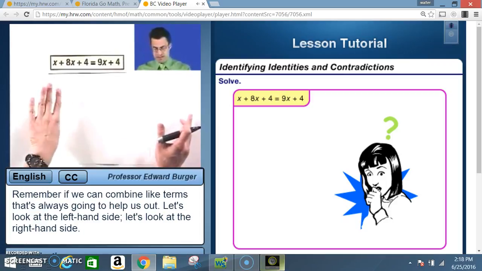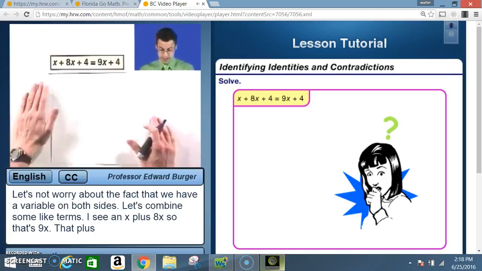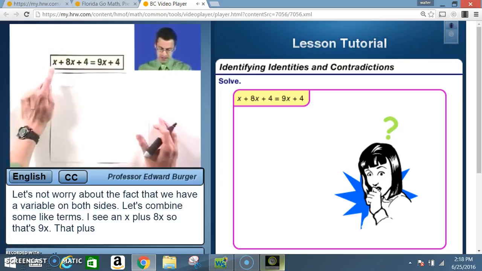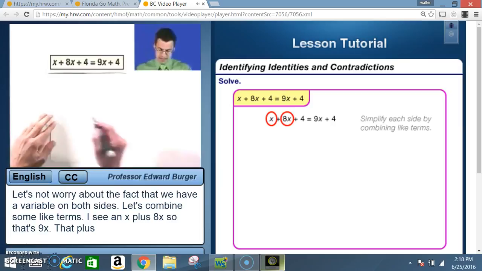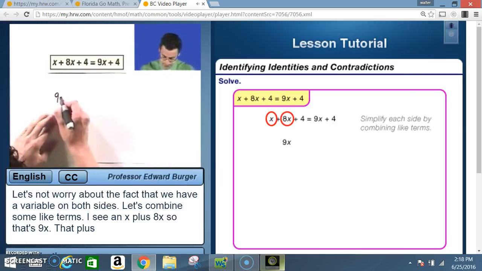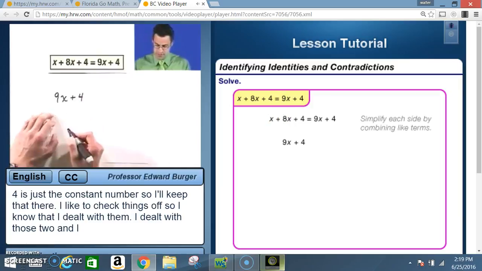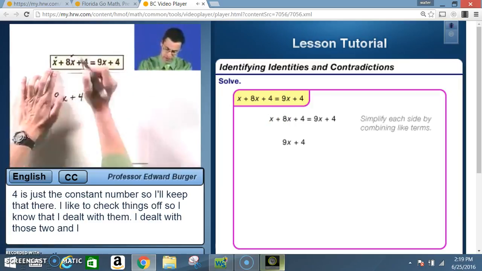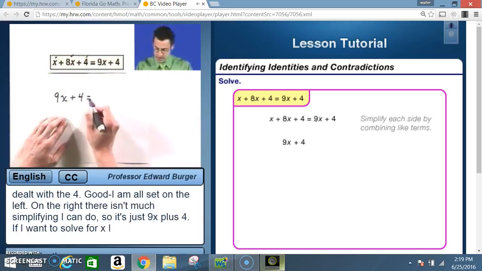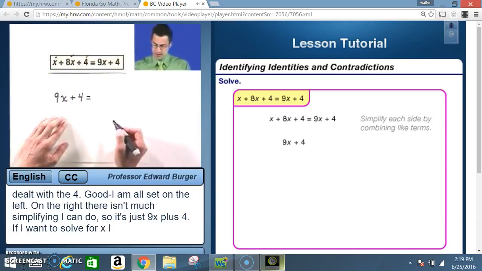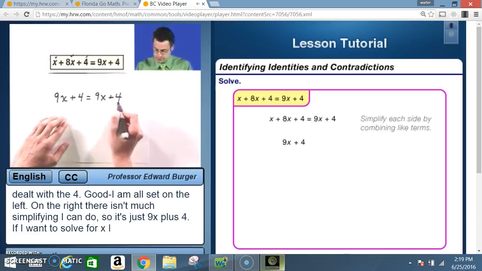So let's look at the left-hand side. Let's look at the right-hand side. Let's not worry about the fact that we have a variable on both sides. Let's combine some like terms here. Here I see an x plus 8x. So I have 8 x's, and I add one more x. That's 9x. That plus 4 is just that constant number, so I'll keep it there. And again, I like to check things off to know I dealt with them. So I dealt with those two. I dealt with the 4. Good, I'm all set on the left. On the right, there's not much simplifying I can do here, so it's just 9x plus 4.